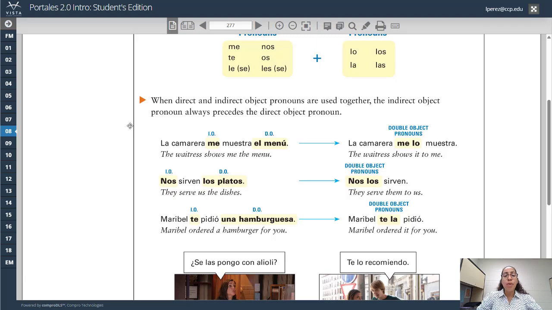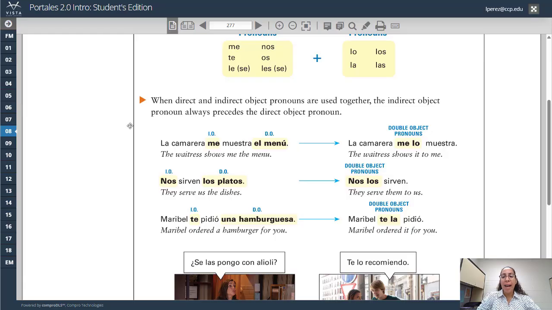You can speak without them. It would be very difficult to because we often use these pronouns together in real life. Give it to her. In Spanish, that's going to be a double object pronoun kind of sentence. Give me them, double object pronoun.